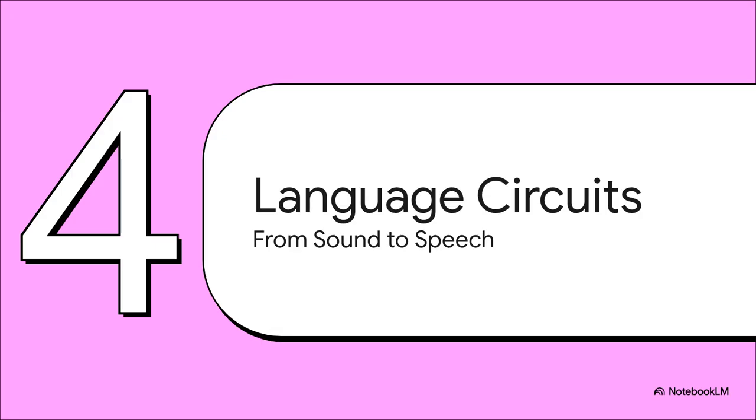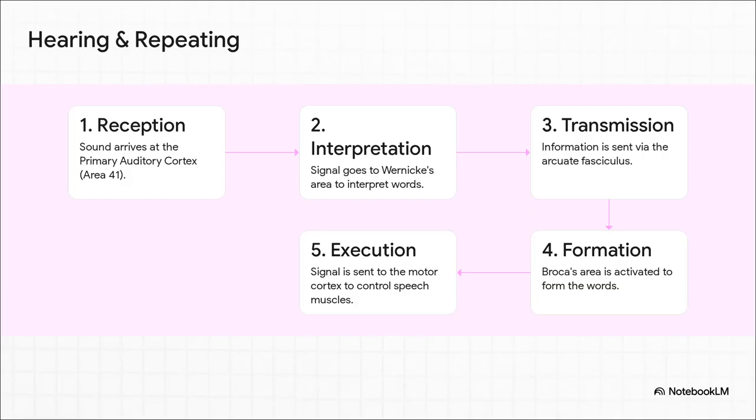So, we've gotten the raw sound data up to the cortex. But now what? How does the brain actually use that information to understand and create language? In Section 4, we're going to move from that raw sensory pathway to the high-level processing circuits to see how it all comes together. Let's start with a classic example, the circuit for hearing a word and then repeating it.